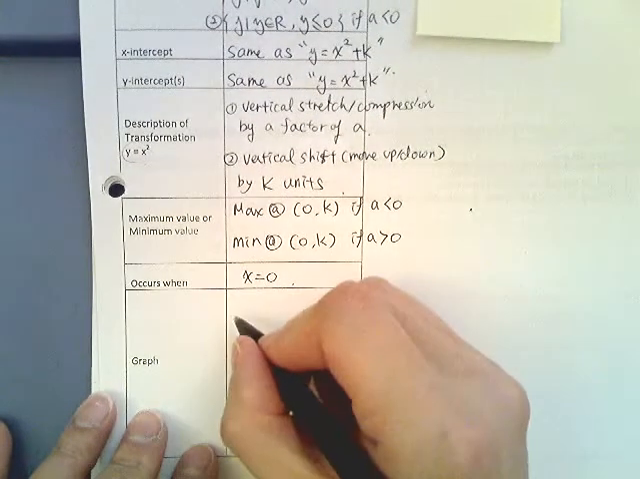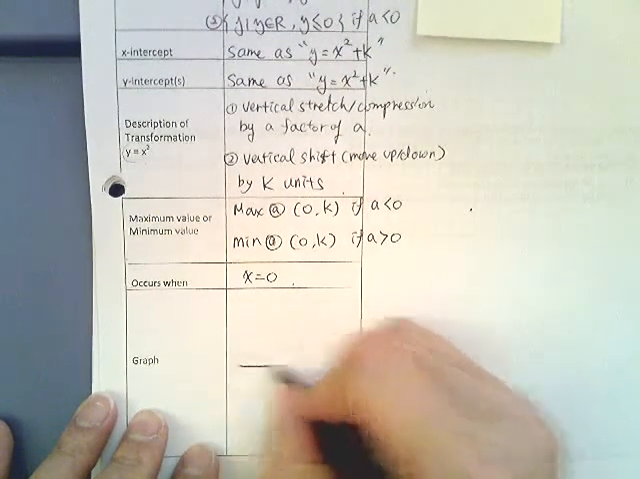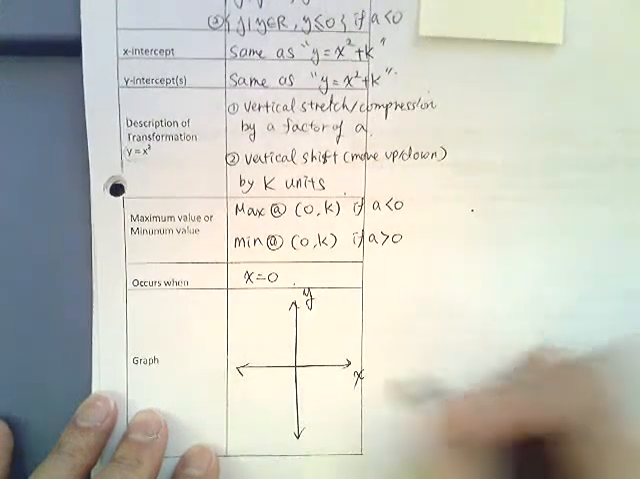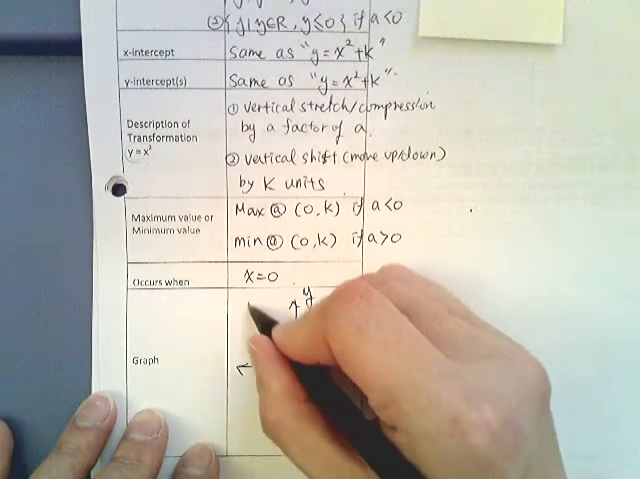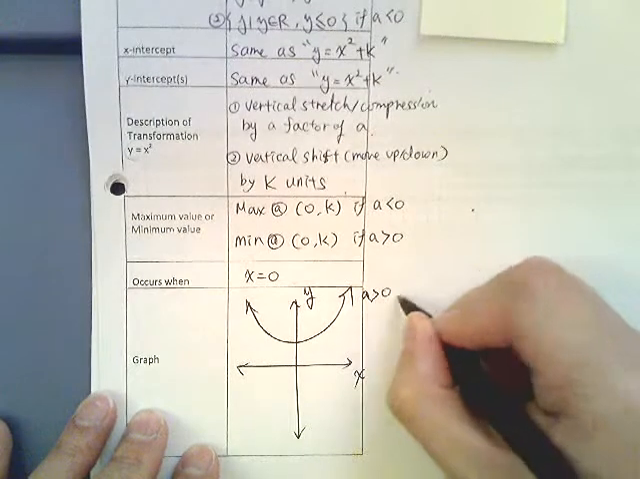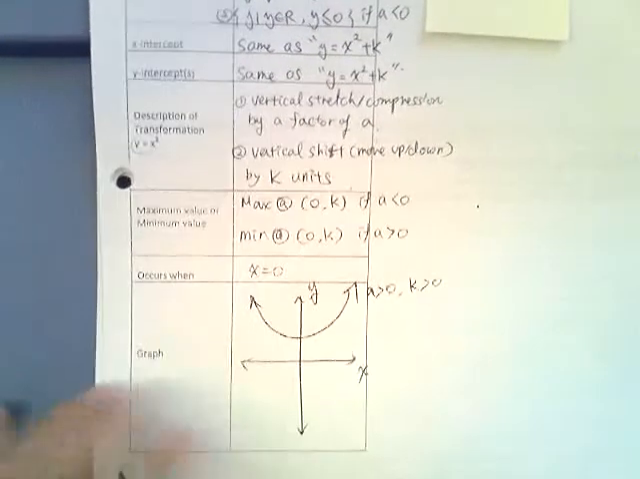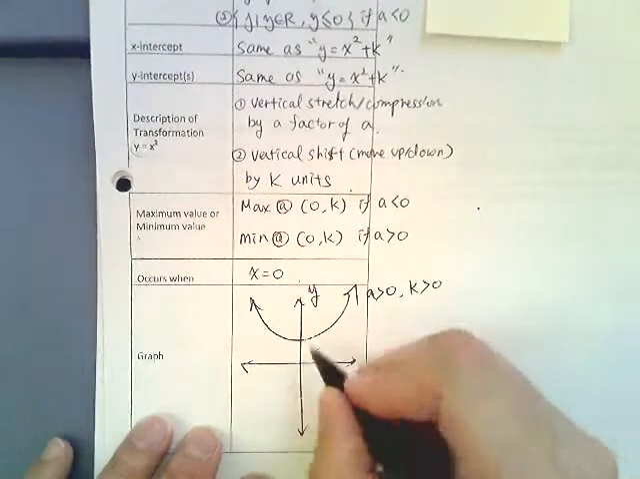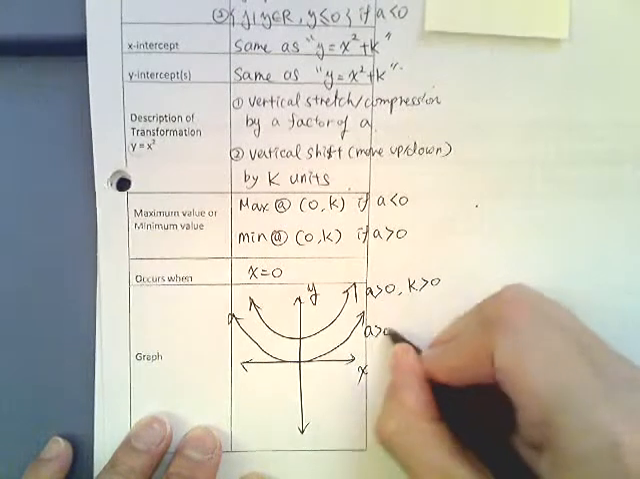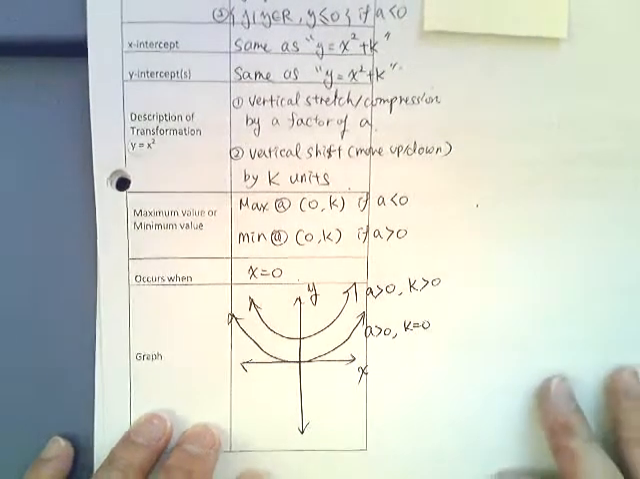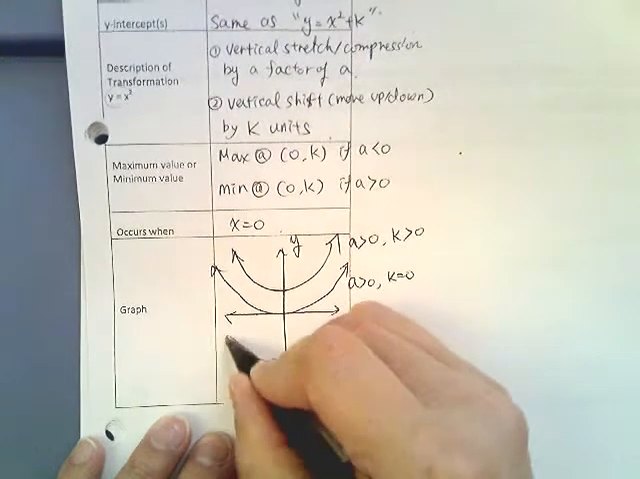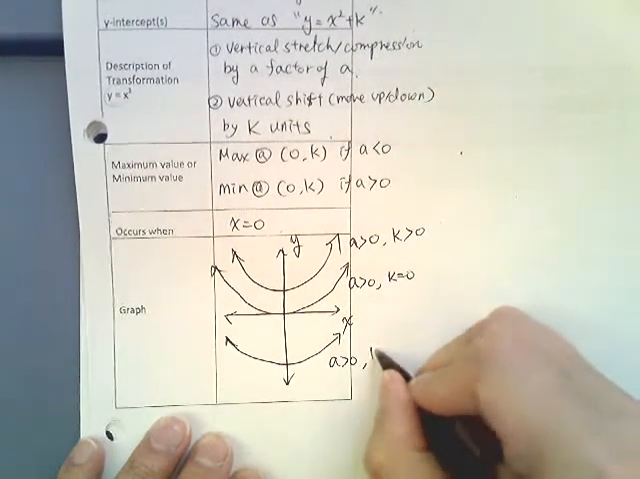Now the graph, I'm going to draw the graph of these transformations. So I have x and y. Now I will probably have this as a is greater than 0, k is greater than 0. Now I'm going to use another color. This is a is greater than 0, k is equal to 0. Lastly, this is a is greater than 0, k is less than 0.